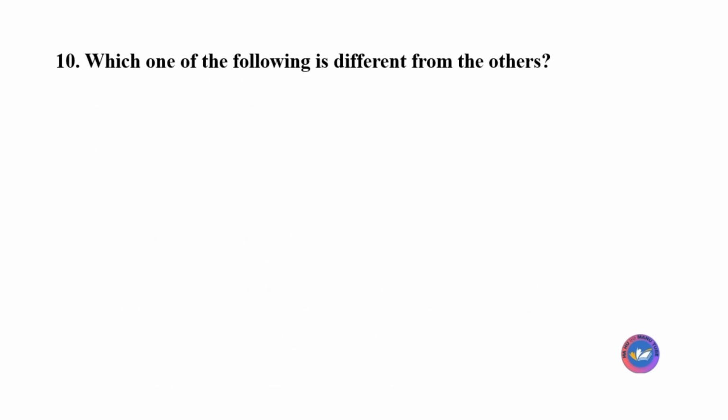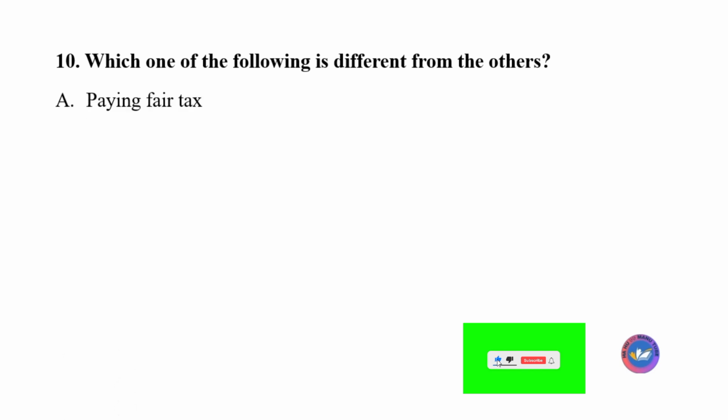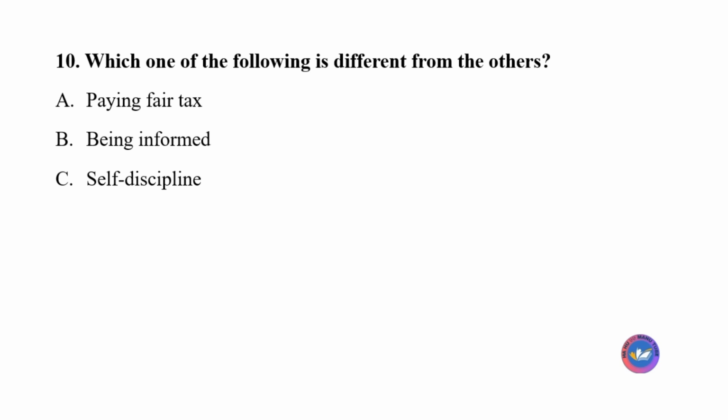Question number 10. Which one of the following is different from the other? A. Paying fair tax. B. Being informed. C. Self-discipline. D. Participation in government.